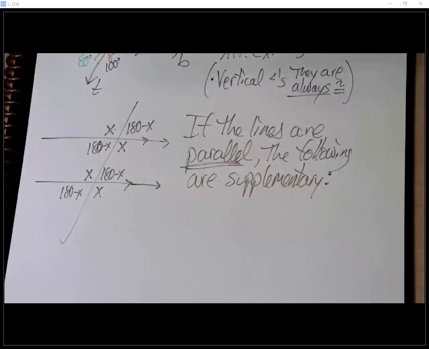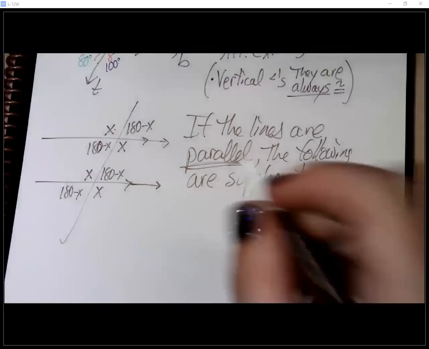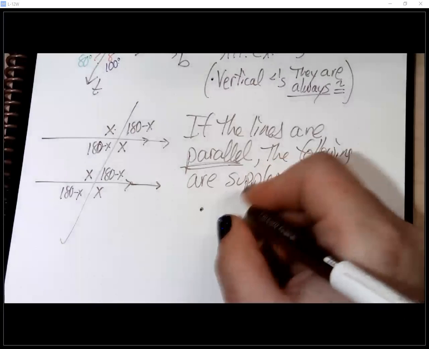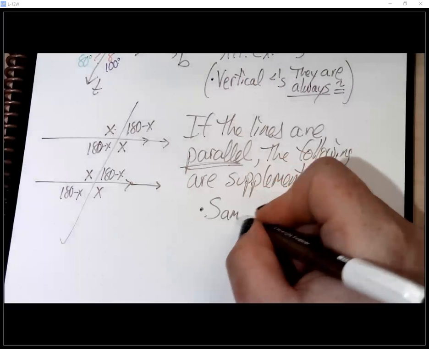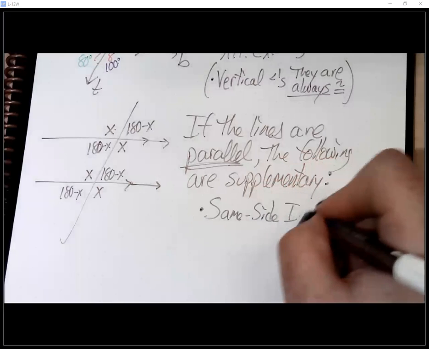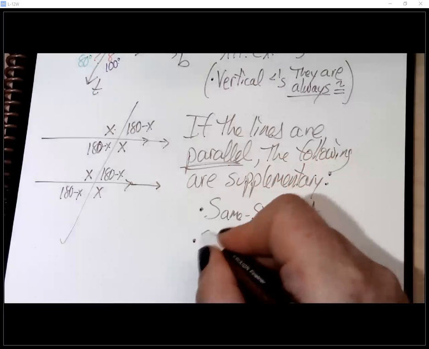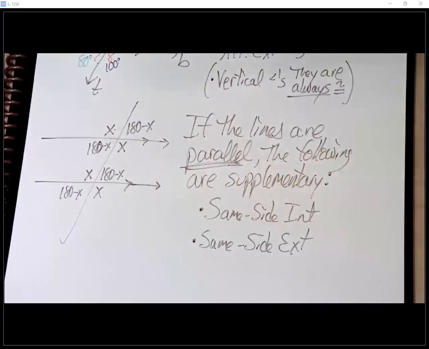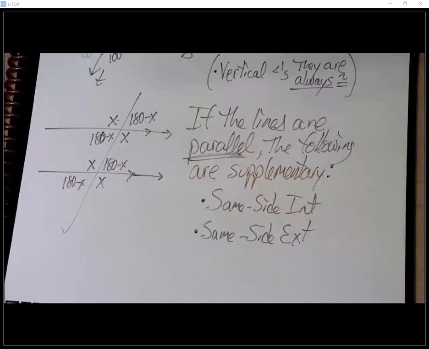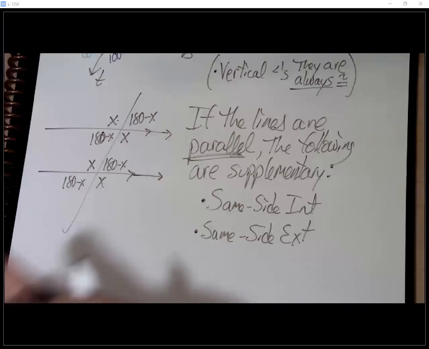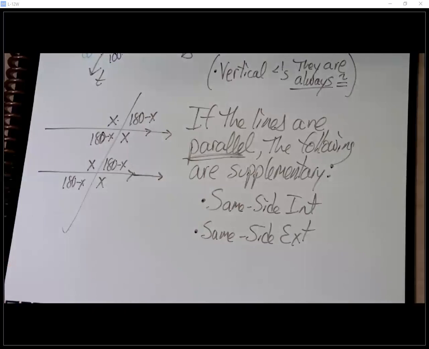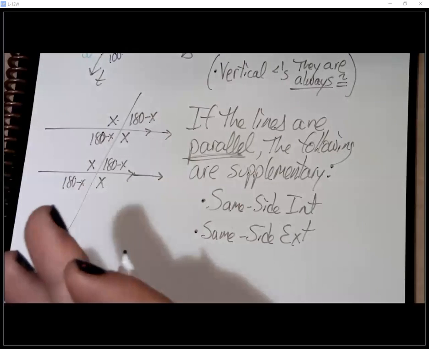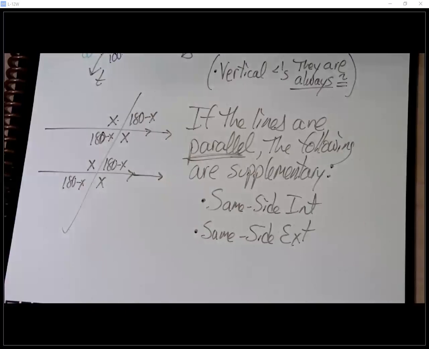Okay, so our supplementary angles are going to be our same side interior and same side exterior. If you wanted to add a linear pair here, same thing. Linear pairs are going to be supplementary no matter what. It doesn't matter if the lines are parallel or not. That's just always something that's true about a linear pair.